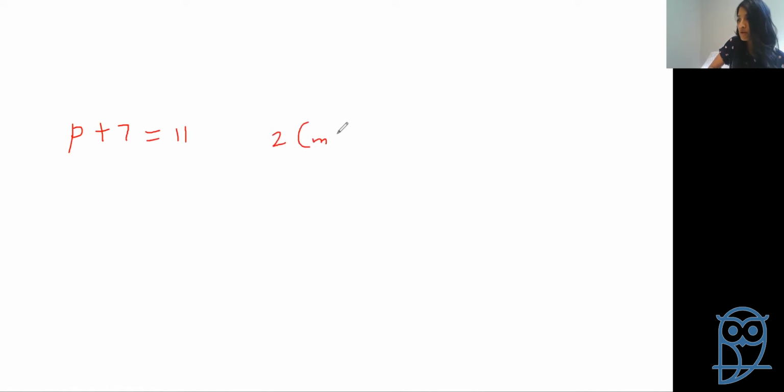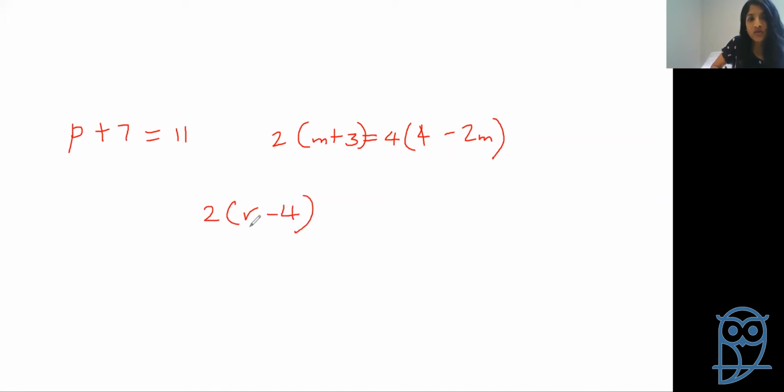Okay, so I'm going to put down 3 examples onto my board, and then we're going to start working from there. So I'm going to say p plus 7 is equal to 11. 2m plus 3 is equal to 4, open brackets, 4 minus... No, I'm sorry, not minus 4. 4 minus 2m. And the last one I'm putting on is (2r minus 4) over 3 equals 4.